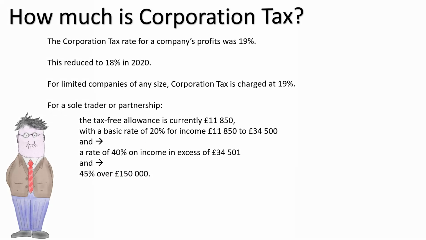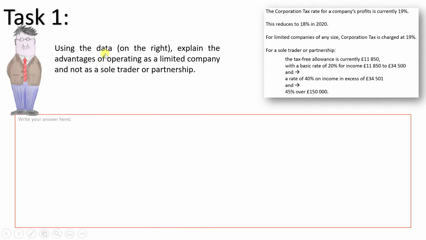Task 1. Using the data on the right, there's a copy of the last slide. Explain the advantages of operating as a limited company and not as a sole trader or partnership. So if we look, on the third line, you've got that limited companies of any size is at 19%. Then for a sole trader or a partnership, you've got that layered approach depending on how much income the company makes. So those are the two key points you need to explain when you're looking at the advantages. And then remember, explain is you make a statement and then you add 2 or 3 details to that statement.